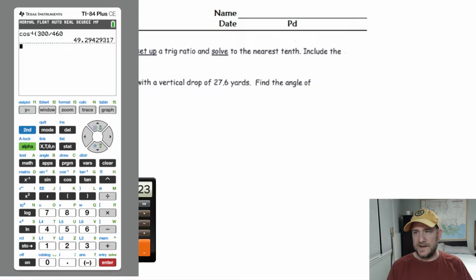It says a sledding run is 800 yards long with a vertical drop of 27.6 yards. Find the angle of depression of the run.